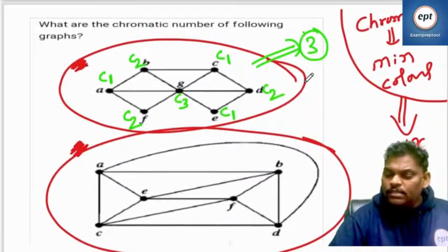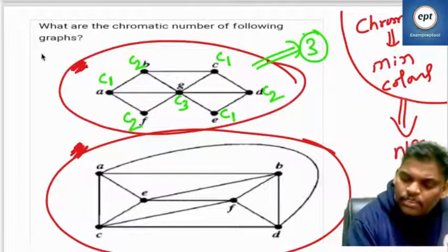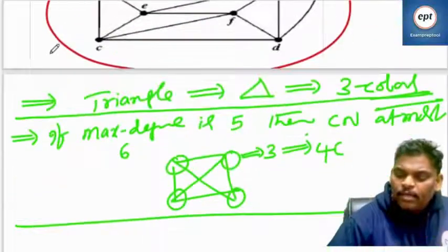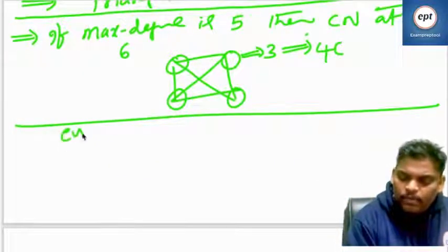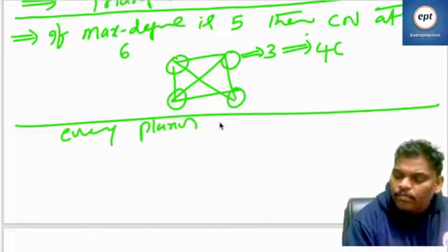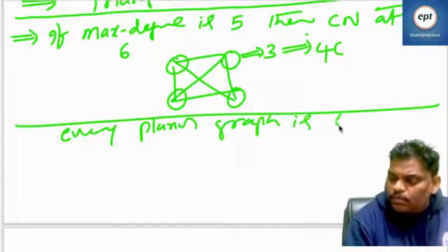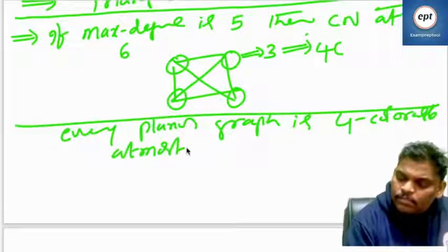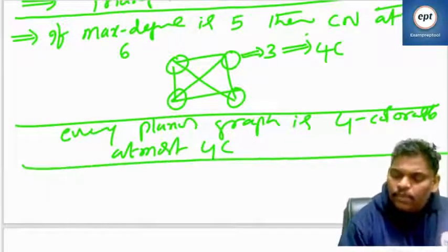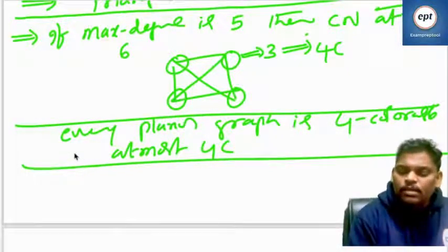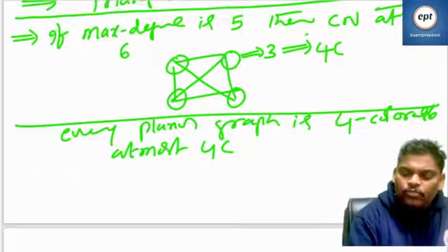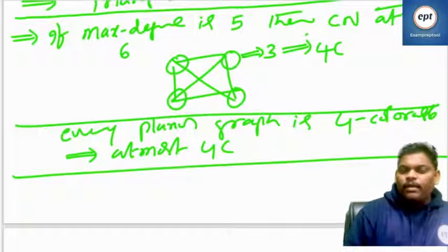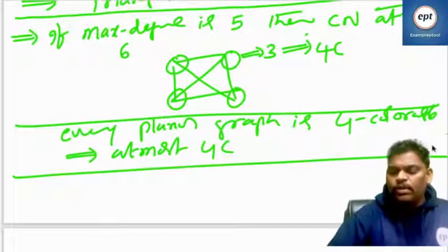And one more important thing is, first one is a planar graph. Every planar graph is 4 colorable. Means if the given graph is a planar graph, it is 4 colorable, that means at most 4 colors.